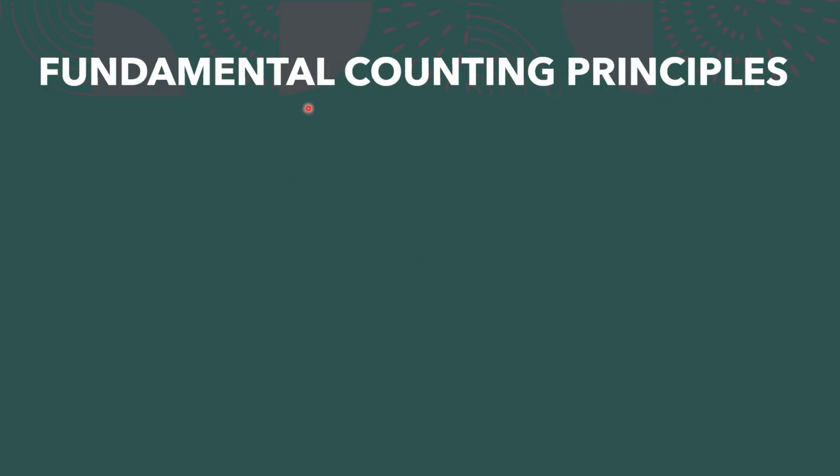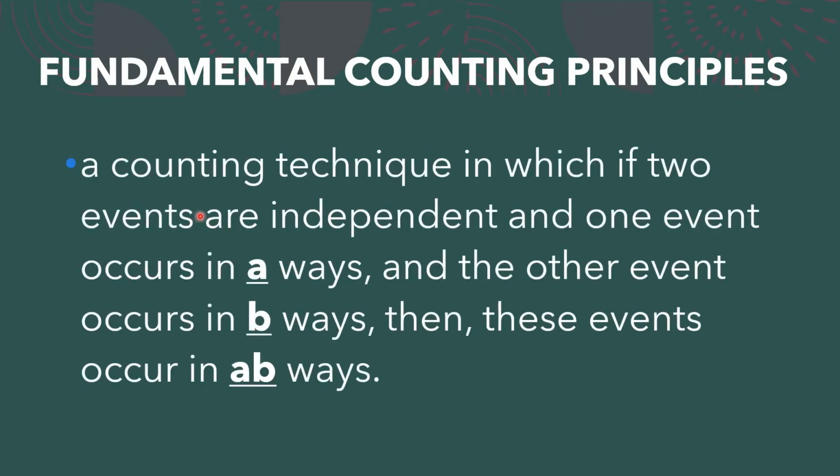Next, let's use naman fundamental counting principles. When we say fundamental counting principles, this is a technique in which if 2 events are independent and one event occurs in A ways and the other event occurs in B ways, then these events occur in AB ways. So let's say, sabihin lang natin na meron tayong 2 independent event at bawat event ay merong kanya-kanyang number of ways na possible na mangyari.